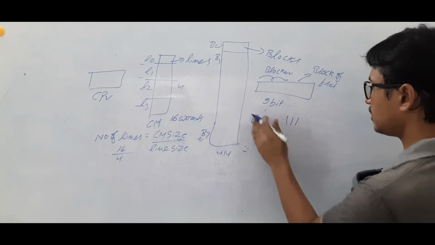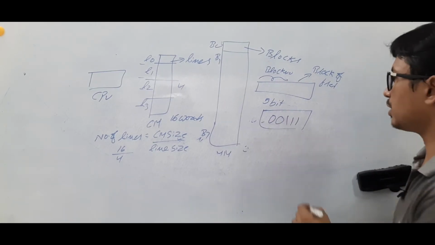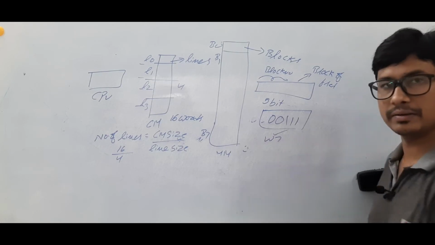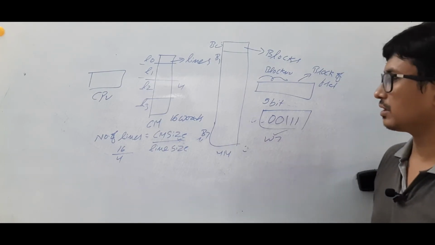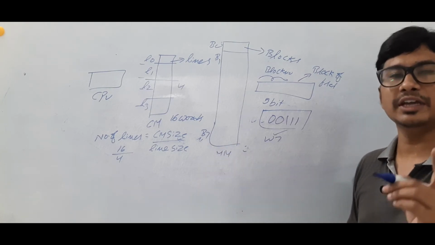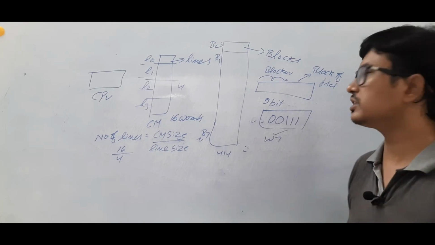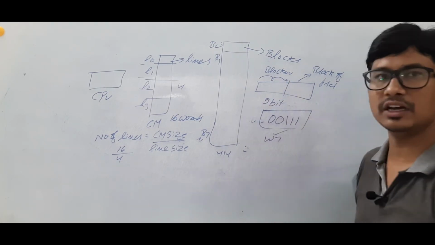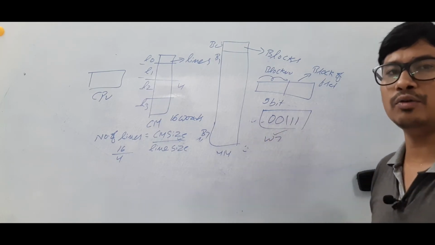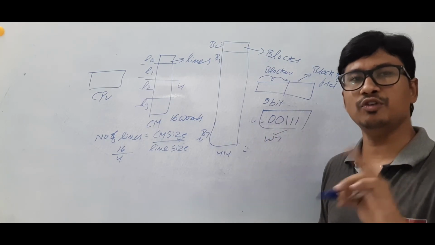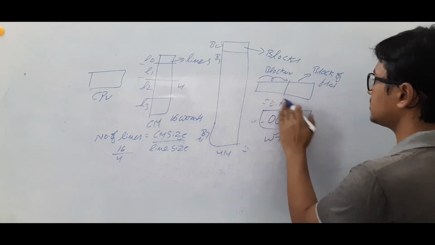This is 7, so total 5 bits. 00111 is the word number 7. Now remember one thing. How many blocks are there? 8 blocks are there, so 8 blocks can be searched using 3 bits. So 3 bits are allocated for the block number, and in a block you have 4 words. So 4 words can be identified using 2 bits. So the block offset size is 2 bits.